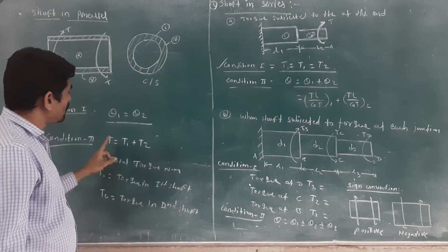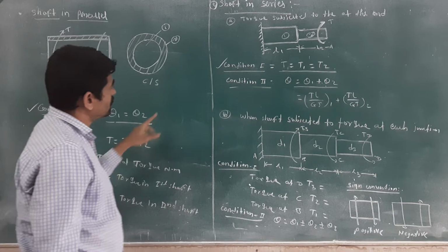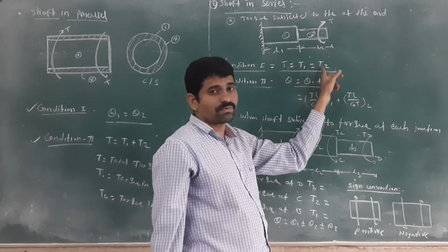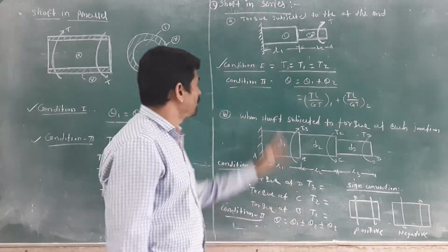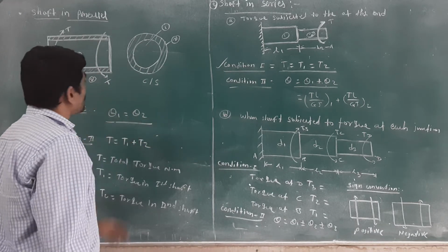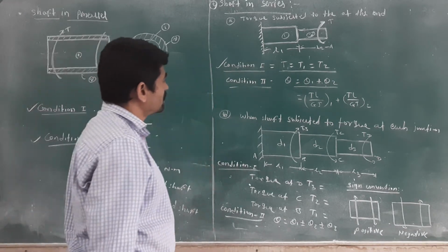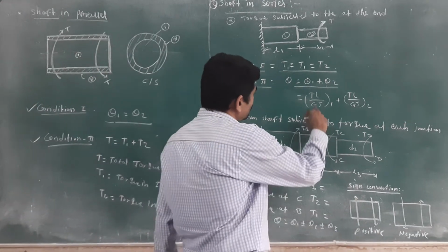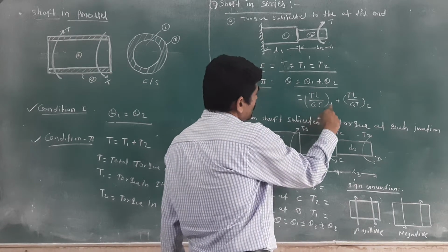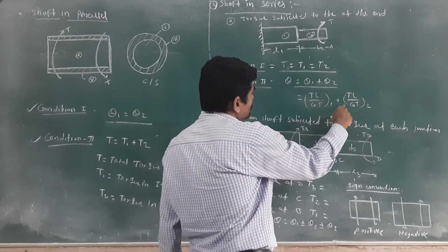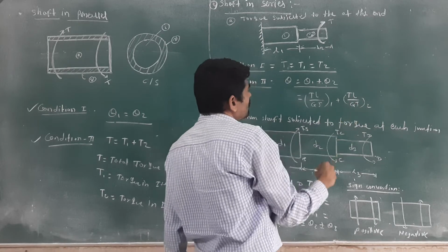And what about the torque? In the parallel case, T is equal to T1 plus T2. Here, T is equal to T1 is equal to T2, which is opposite to the shaft in parallel. This is the first condition. Or you can write TL by GJ for the first shaft plus TL by GJ for the second shaft.